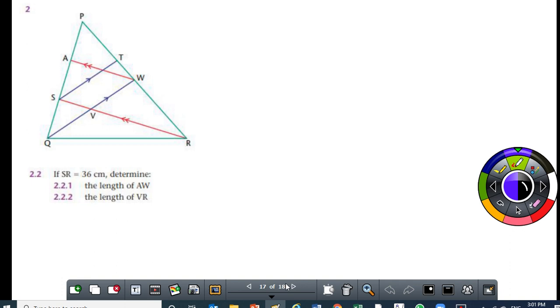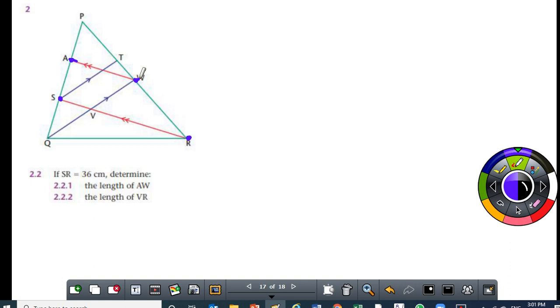Now 2.2 says if SR is equal to 36 centimeters, determine the length of AW. SR, that is from here to there, it's equal to 36 centimeters. We now need to find the length of AW. It looks complicated, but it's not.